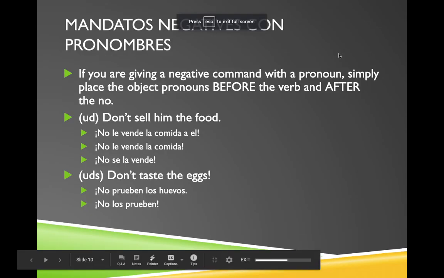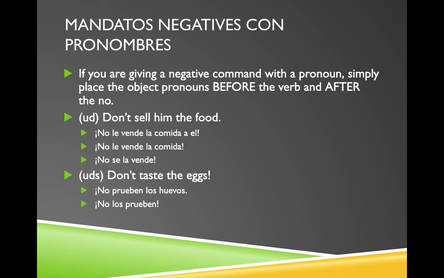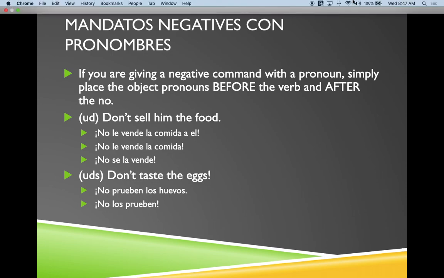What happens if you have a negative command? Don't serve it to him. It's all the same rules except they're not attached. They go in front. Okay? Don't sell him the food. No le venda la comida a él. That is the proper way of saying that in Spanish. When you have indirect objects like él, to him, you have to have the pronoun and the él. So we're going to replace él. No le venda la comida. Don't sell him the food.